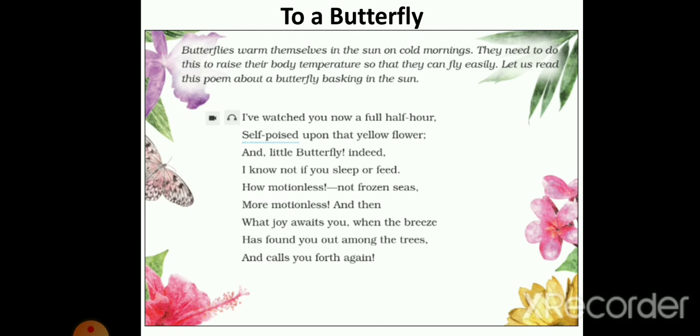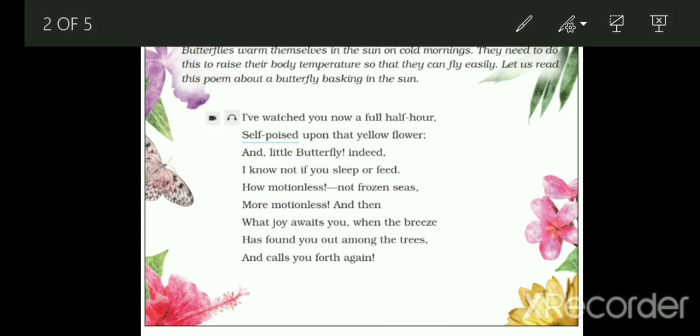And then, what joy awaits you when the breeze has found you out among the trees and calls you forth again? Underline the word forth.